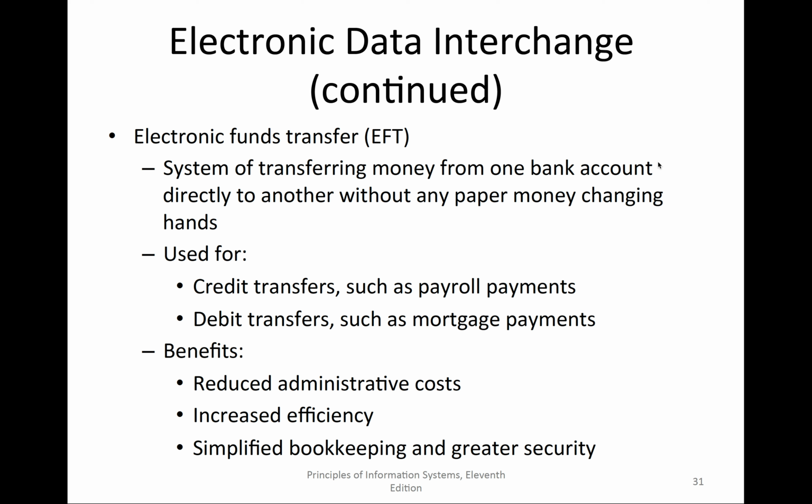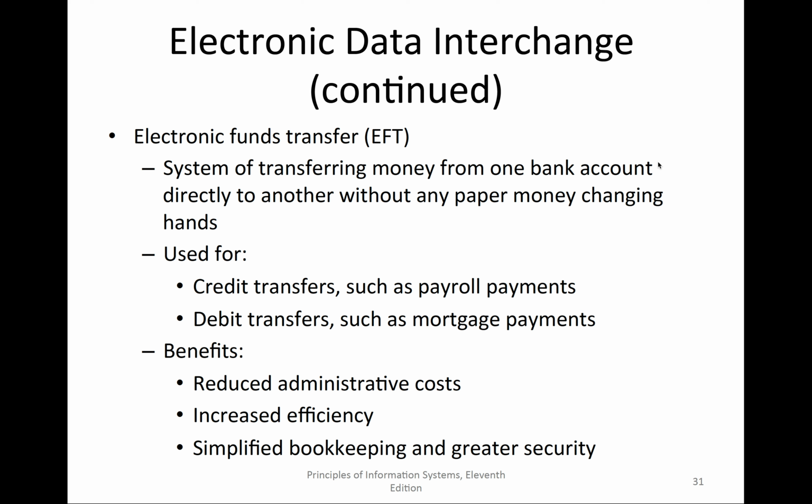And if we continue, we have electronic funds transfer, a system of transferring money from one bank account directly to another without any paper money changing hands. Another example: due to COVID-19, it is important to carry out transactions online. So the importance of electronic transfers also increases within the financial sector as well. But it also brings questions of security and vulnerability.